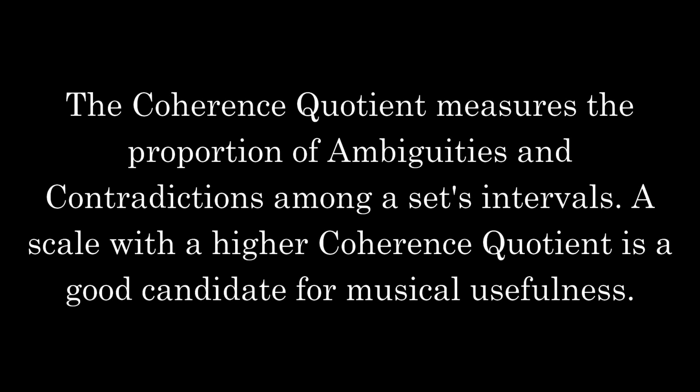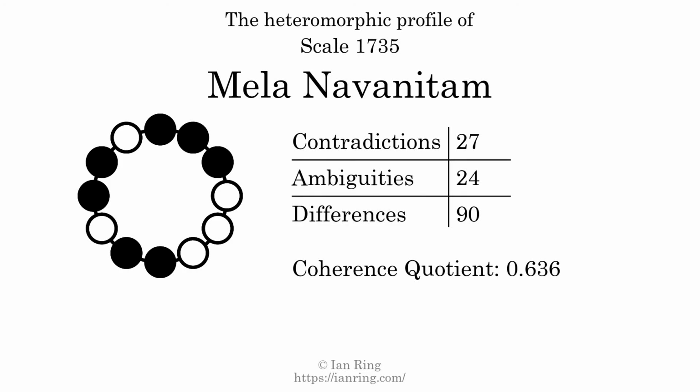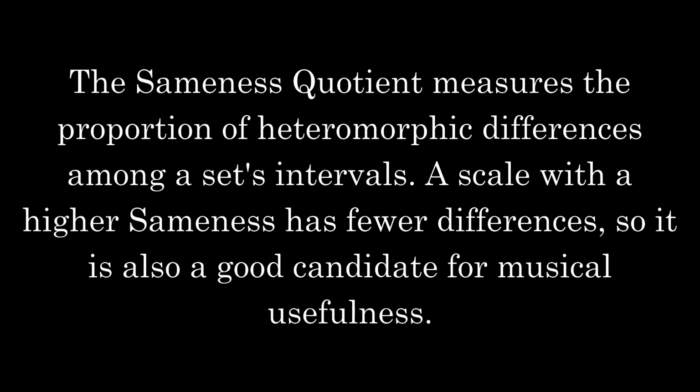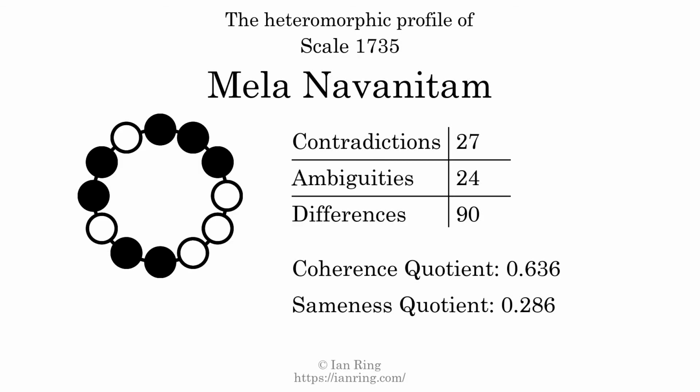The coherence quotient measures the proportion of ambiguities and contradictions among a set's intervals. A scale with a higher coherence quotient is a good candidate for musical usefulness. The coherence quotient is 0.636. The sameness quotient measures the proportion of heteromorphic differences among a set's intervals. A scale with a higher sameness has fewer differences, so it is also a good candidate for musical usefulness. The sameness quotient is 0.286.